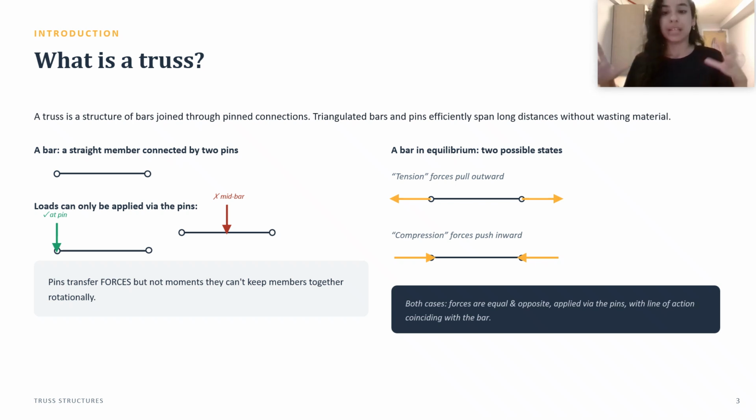Now, the best truss structures are those with triangulated bars. Remember, triangles are always the best shapes in maths. They are amazing, okay? Then we can have tension on a truss member. Tension is when you've got two opposite forces going outwards from the pins, or you could have compression, which is the opposite. So you get two forces going this way from one pin and then to the other pin.